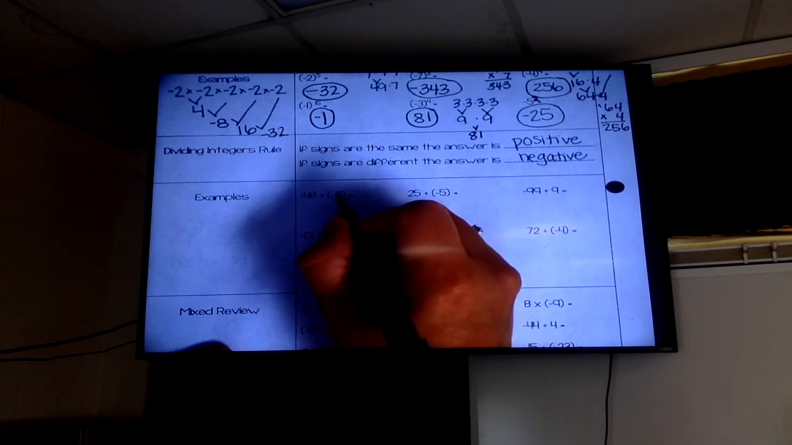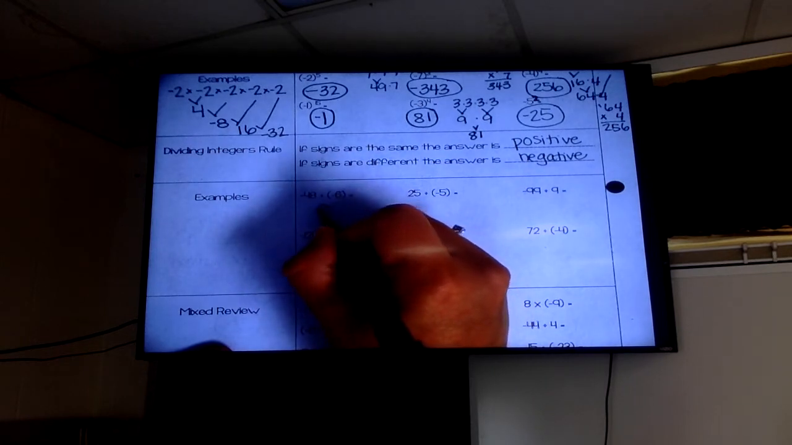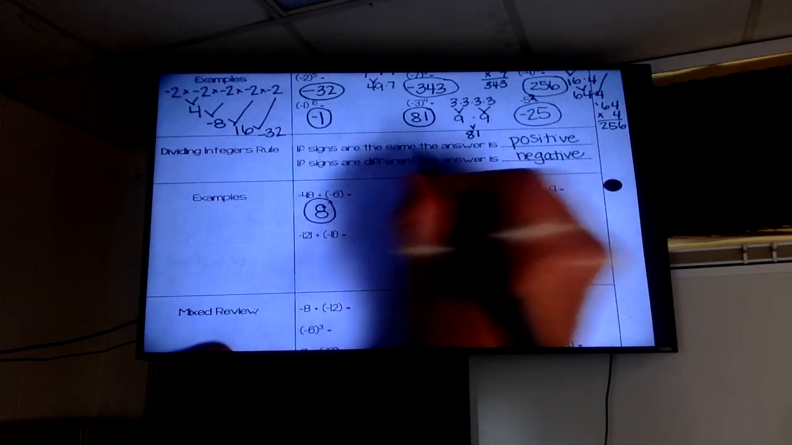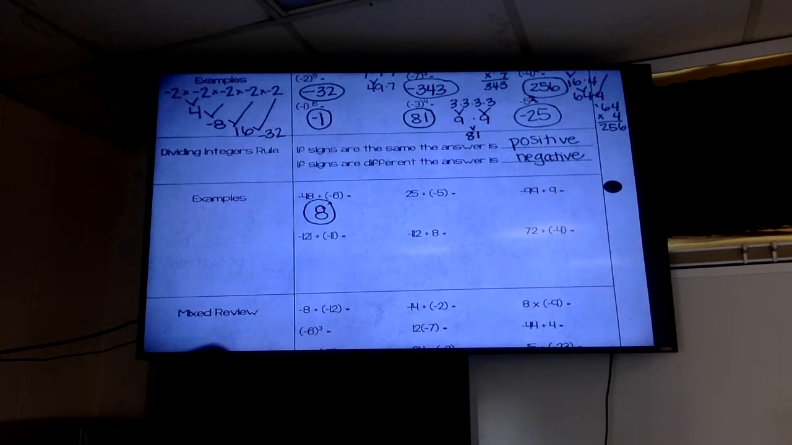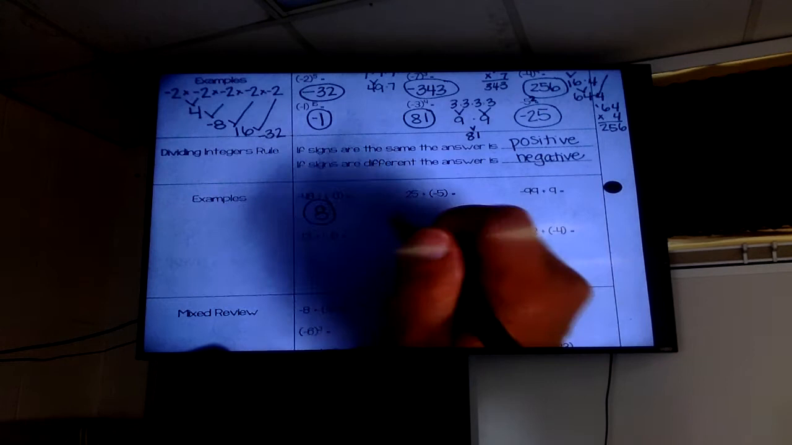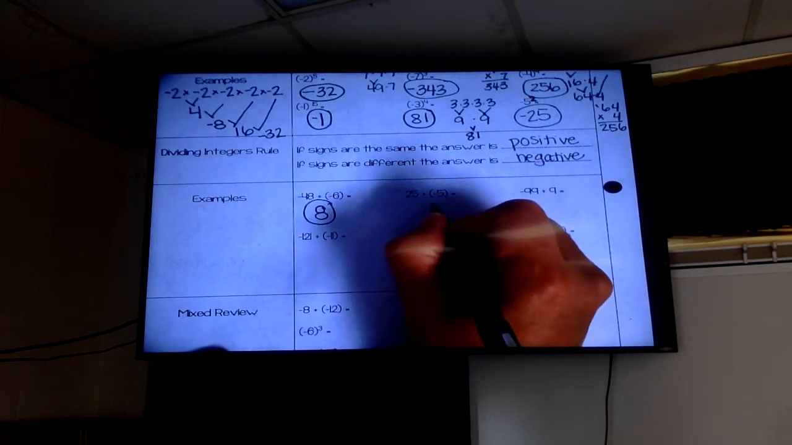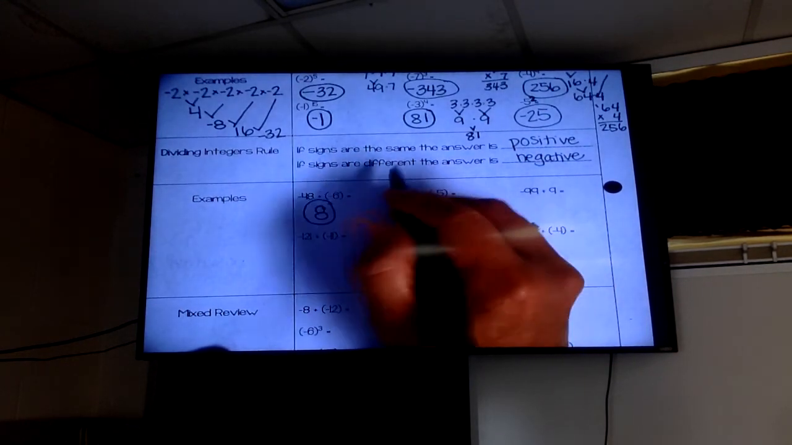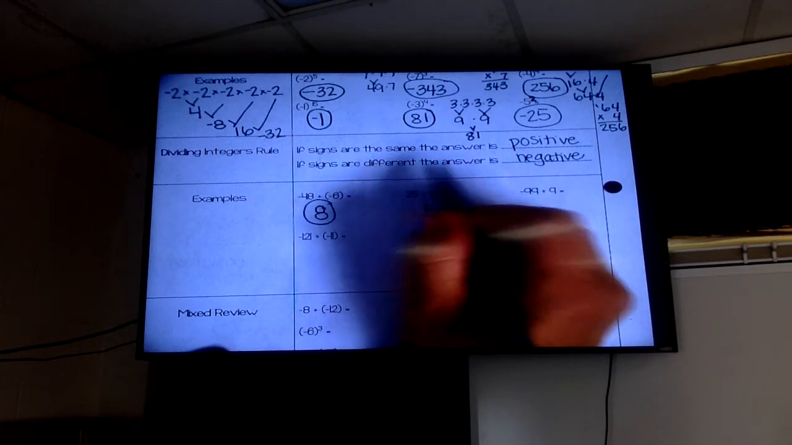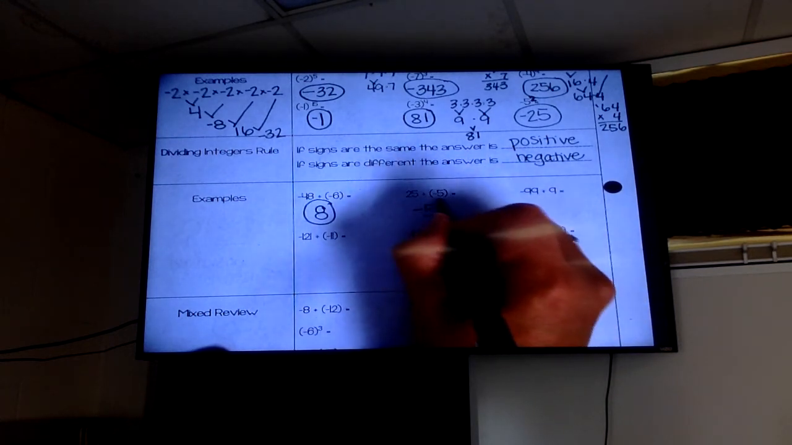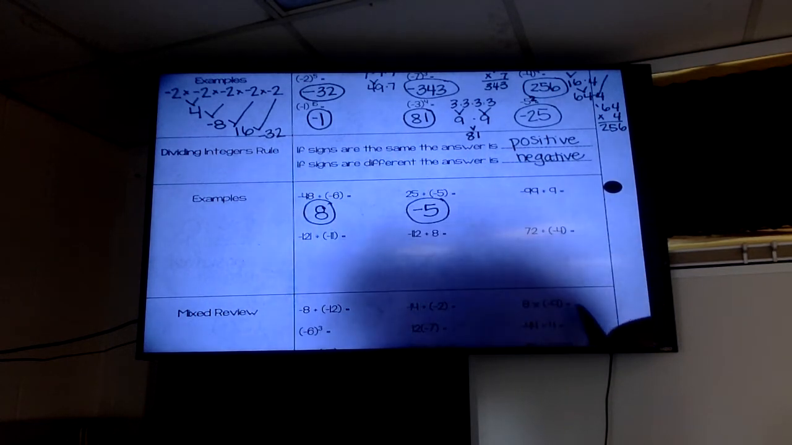So I would say 48 divided by 6. I know that's 8. My signs are the same. Same means positive, so my answer is positive 8. Here, 25 divided by 5, I know is 5. My signs are different. Different says it's negative, so my answer is negative 5.